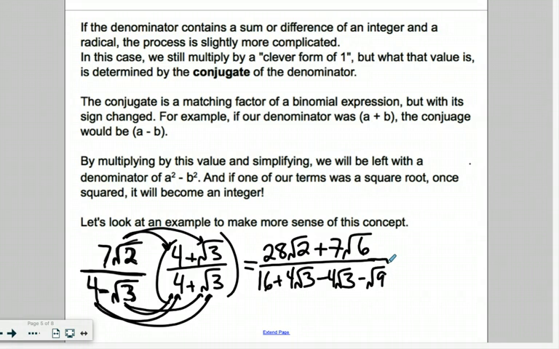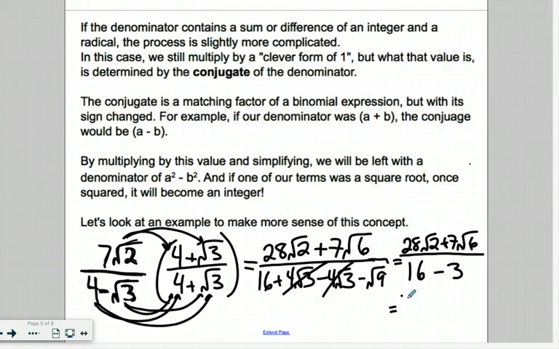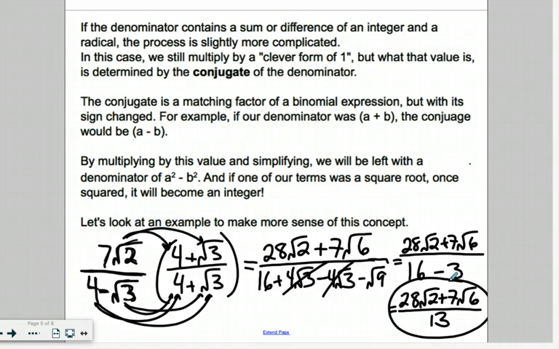You're thinking, okay, well, there's still radicals there, but watch what happens. So our numerator is fine as it is, 28 root 2 plus 7 root 6. We're okay with radicals in the numerator, we just don't want them in the denominator. But positive 4 root 3 and negative 4 root 3, they're going to cancel. And root 9 is actually just 3. So what we're left with here is just 16 minus 3. So our final answer here is 28 root 2 plus 7 root 6 all over 13. And we have rationalized our denominator. The denominator does not contain any radicals.